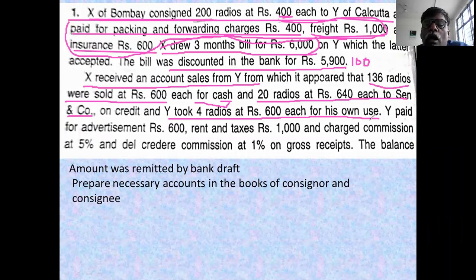Anyone tell me how many total radios dispersed? Cash sale 136, credit sale 20 radios, Y took for his personal use 4. Then what is the total radios dispersed?